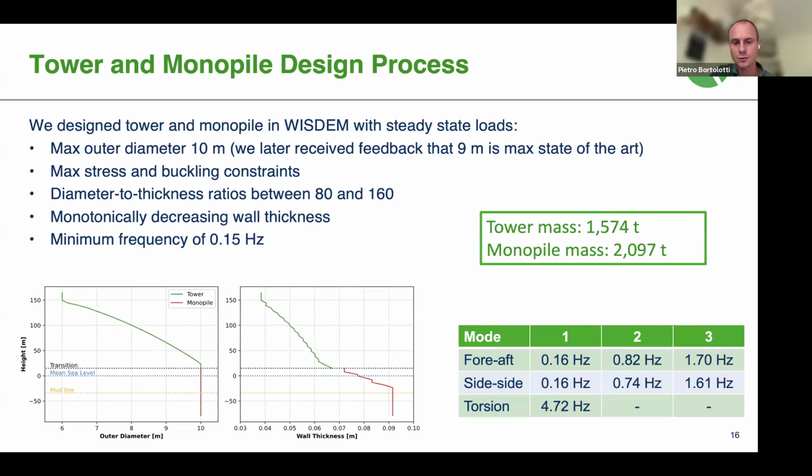We designed against constraints on maximum stress and buckling. We set maximum diameter to thickness ratios between 80 and 160. This was a weakness of the tower of the IEA 15. The wall thickness had to be monotonically decreasing just to support the optimizer. And we had a minimum frequency of the whole assembly of 0.15 hertz. And when it comes down to the total masses, the tower mass is almost 1,600 tons, and the monopile is 2,100 tons. We verified with some industry partners that these numbers are fairly representative.